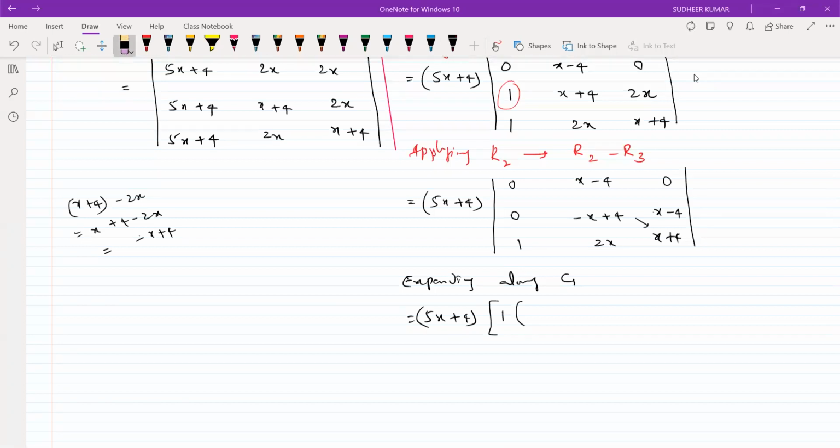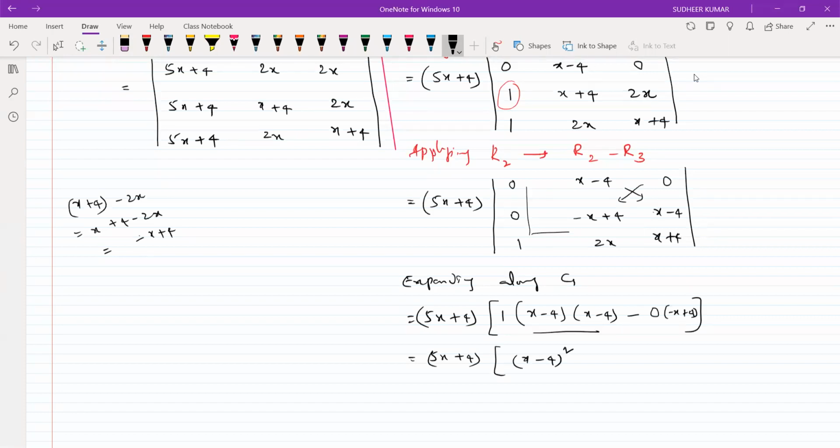These two we have to multiply. Delete this row and column. If you delete this row and column, the remaining values are x minus 4 times x minus 4, minus 0 into minus x plus 4. So the result is 5x plus 4 times (x minus 4) whole square. If you multiply this, minus 0. So the result is 5x plus 4 times (x minus 4) whole square.